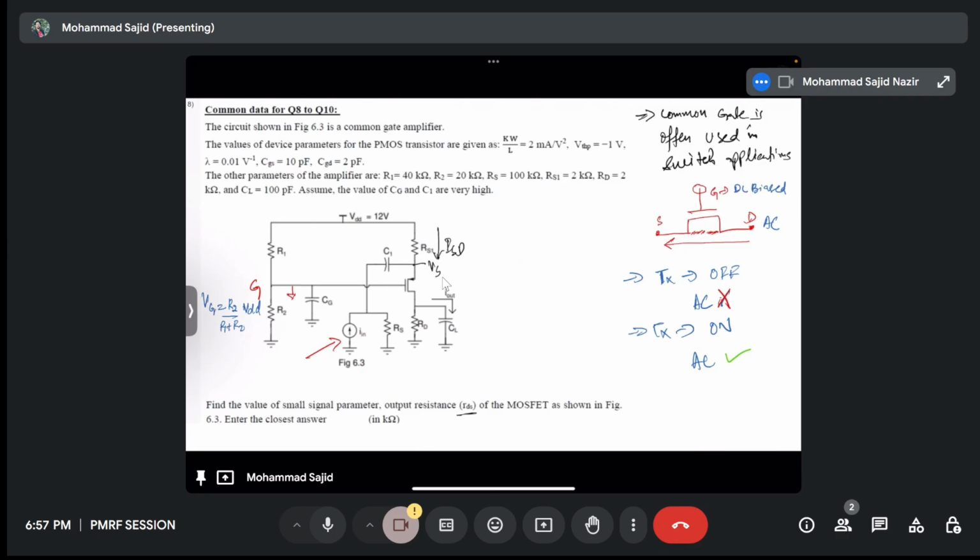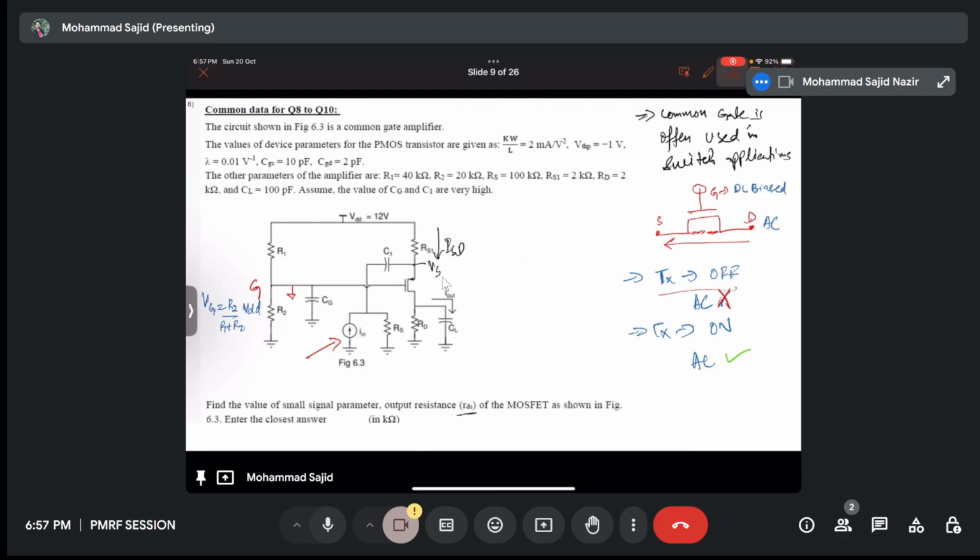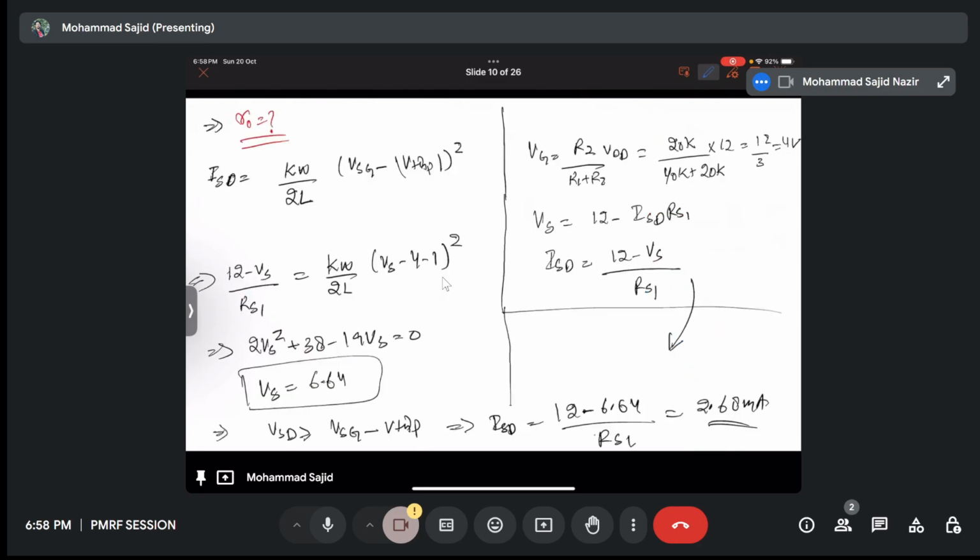This is a common gate, which is often used for switch applications like this. If the transistor is off, no signal passes. If the transistor is on, there is a signal passage. Find the value of the small signal parameter RDS. I need to find RDS.